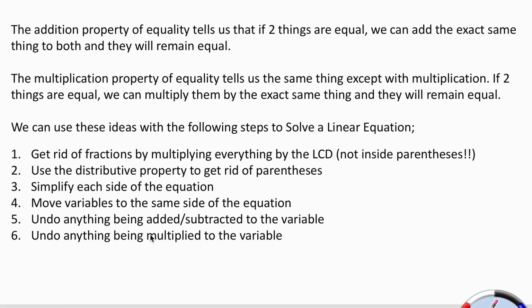Here are the steps. Anytime I have an equal sign, the first thing I'm going to do if it has fractions is get rid of the fractions. After you get rid of the fractions, get rid of parentheses. Simplify each side of the equation. Put all your variables on the same side. Undo anything being added or subtracted. Undo anything being multiplied. You might want to make yourself a little list of these steps. And we're going to do this anytime we're solving any linear equation. Let's look.